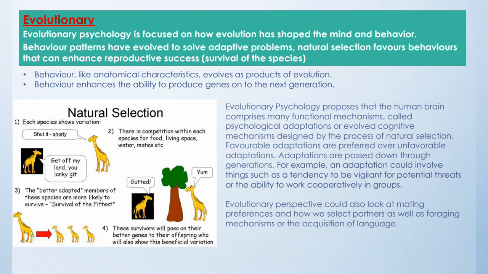For example, an adaptation could involve a tendency to be vigilant for potential threats, or an adaptation to work cooperatively in groups. But it's based on survival and it's a natural tendency. It even could look at mating preferences, how we choose partners that are similar to us, again supporting the evolutionary perspective. Even our foraging mechanisms, even our acquisition of language, is all underpinned by these evolutionary tendencies.